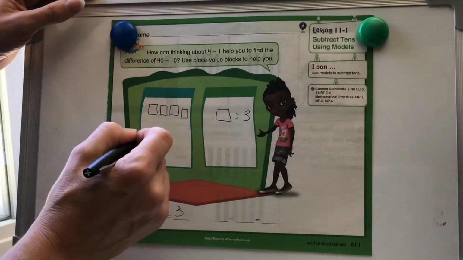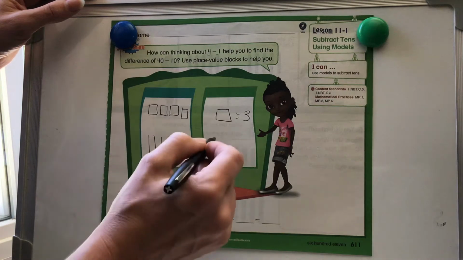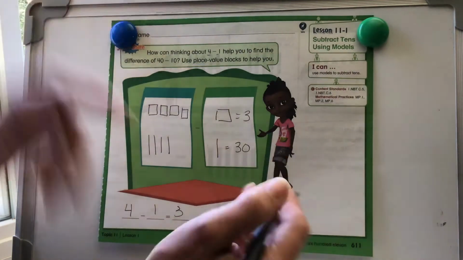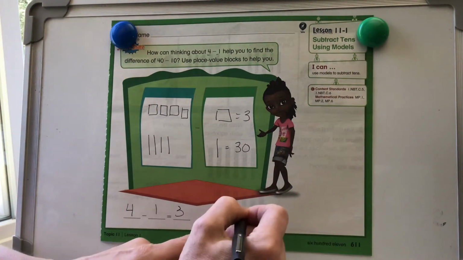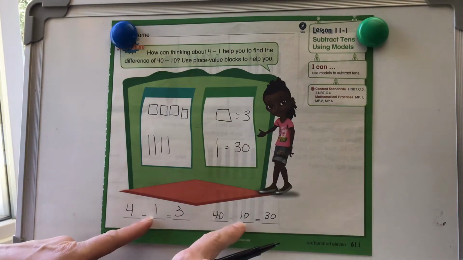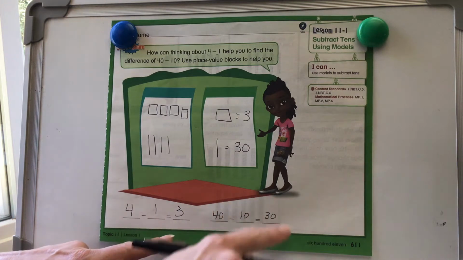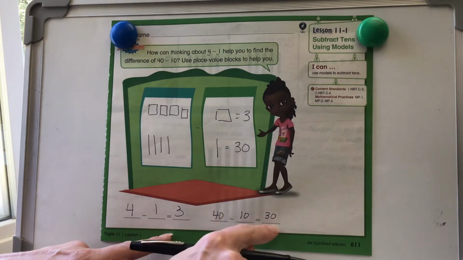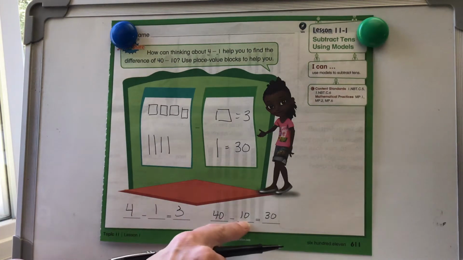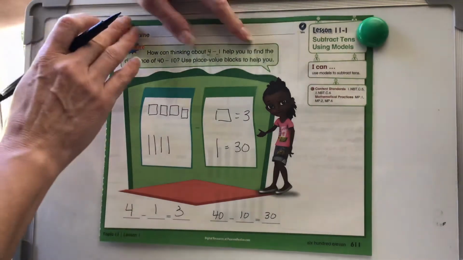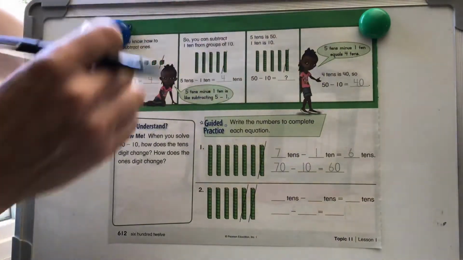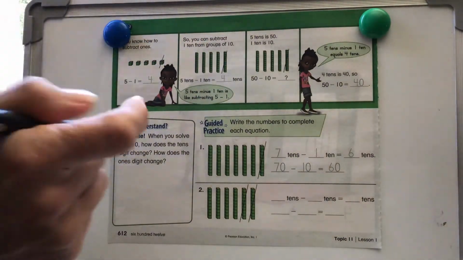Now I'm going to do 10 sticks. 10, 20, 30, 40 minus 1 group of 10 is going to be 30. So I know that 40 minus 10 is 30. We're using groups of 10. Look, we've got a 4 here, a 1 here, and a 3 here. But these are groups of 10 larger. 4 groups of 10 is 40. 1 group of 10 is 10, and 3 groups of 10 is 30. So we're using some of those strategies to answer groups of 1s and groups of 10.